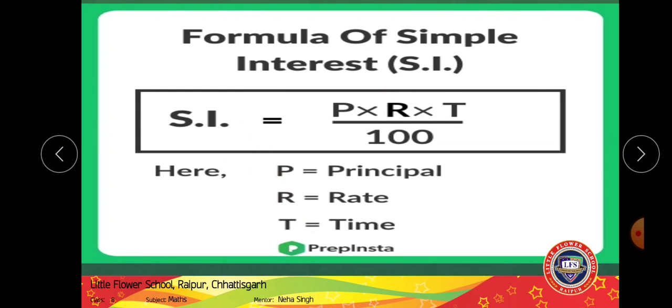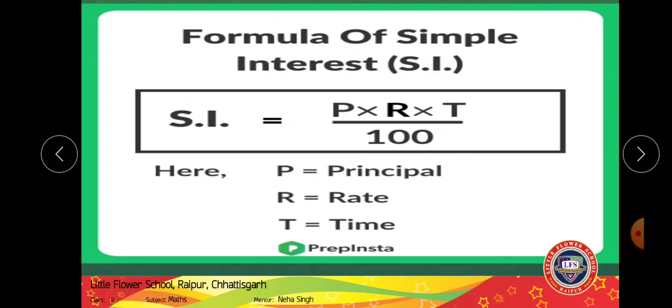The first formula we'll be using is the formula for simple interest or SI. What is the formula for simple interest? It is P into T into R upon 100, right? Where P stands for principal, R stands for rate of interest given, and T stands for the time duration the amount is being given. These values will be given to you in the question, and any three values out of these will be given. You can find the fourth value, right?